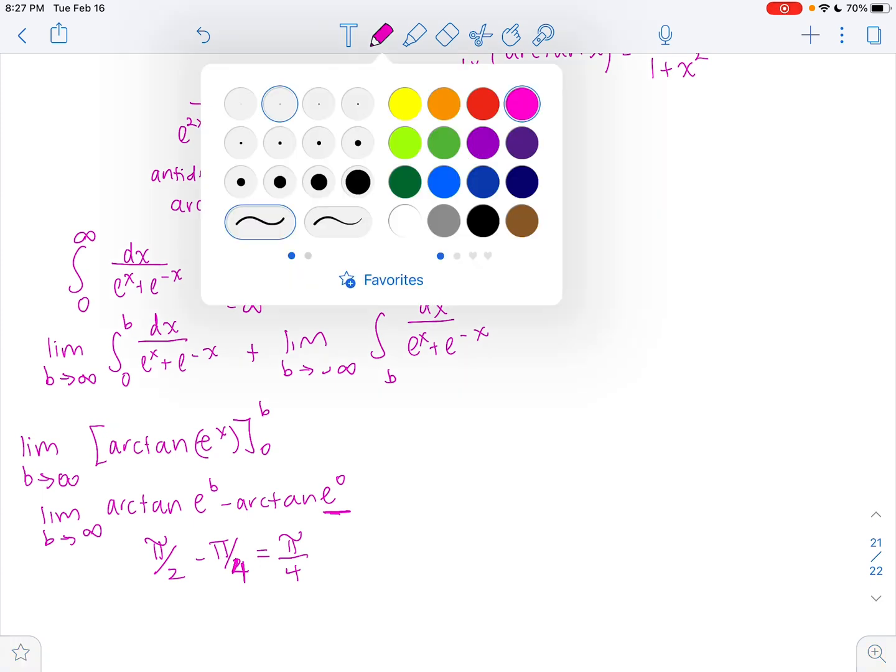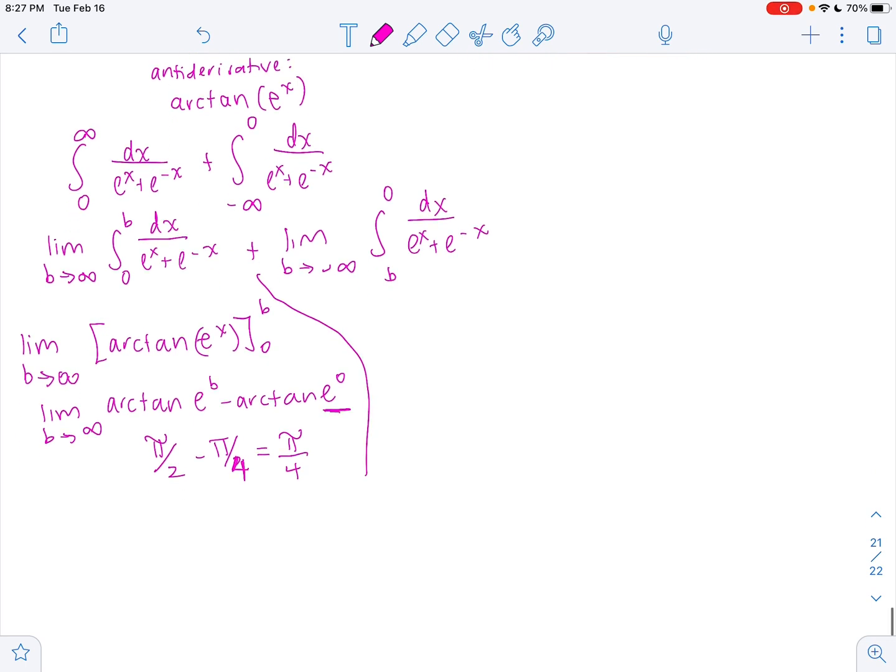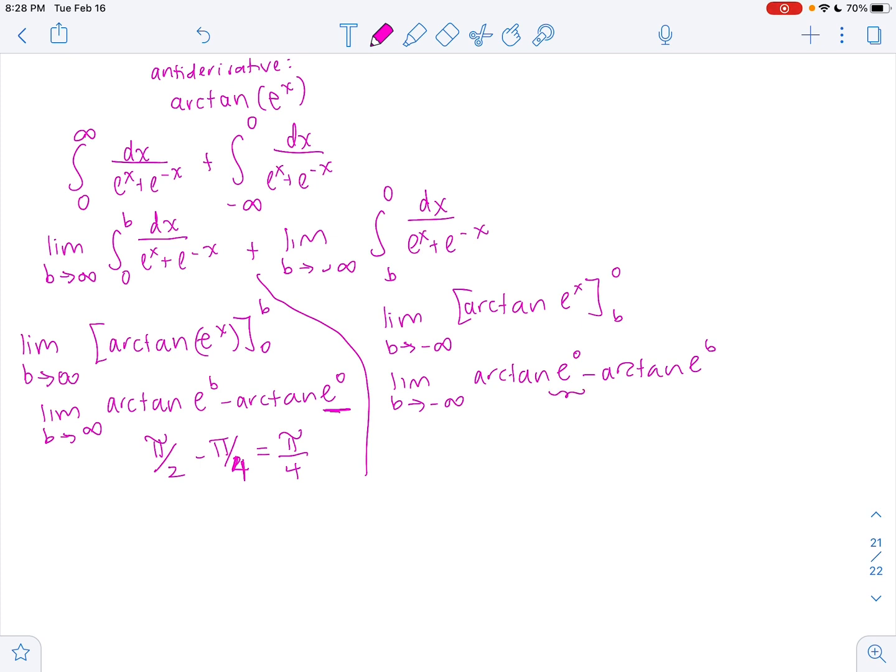So all of that work was for the limit on the expression on the left. Then what we'll do is evaluate the other one on the right-hand side: limit as b approaches negative infinity of arctangent of e to the x, integral from b to 0. Plug everything in: arctangent of e to the 0 minus arctangent of e to the b. Now as we approach negative infinity, we see first arctangent of e to the 0 is, e to the 0 is 1, and arctangent of 1 we said was pi over 4.